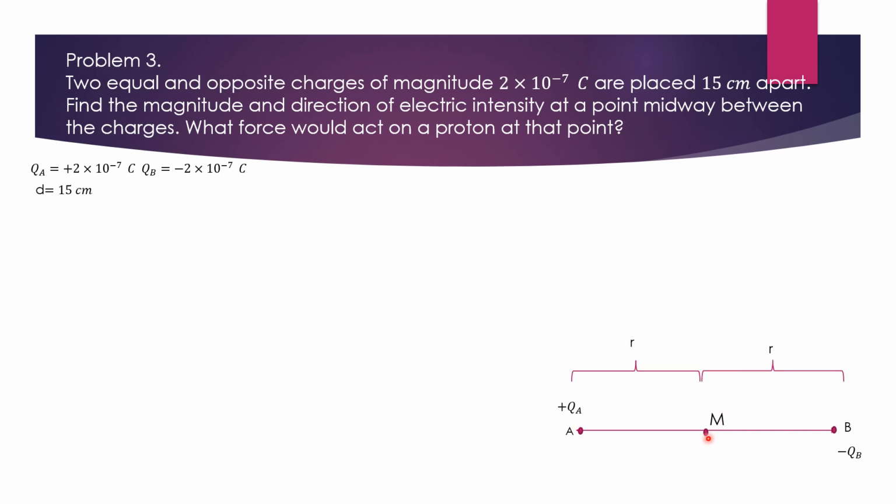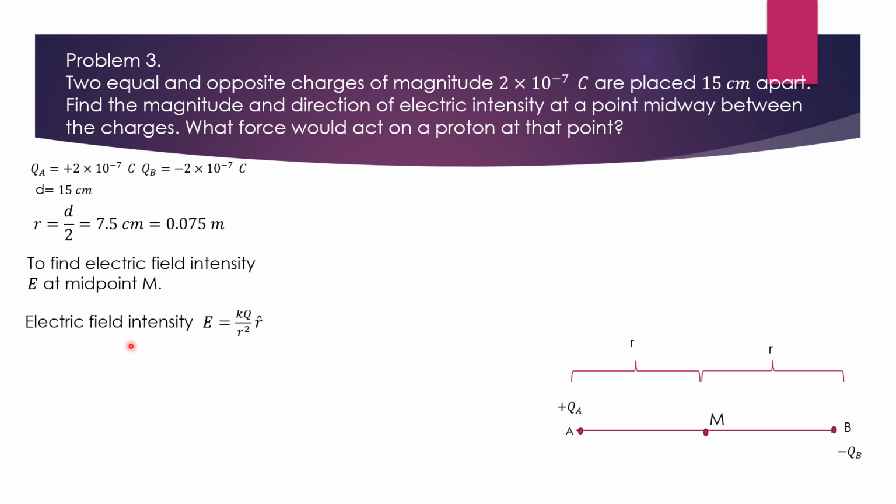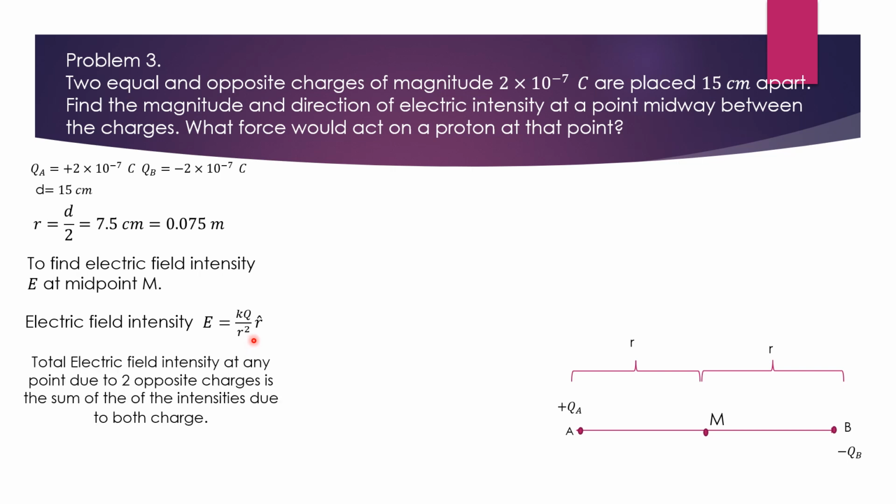Since the electric field intensity is to be found at the midpoint, the distance is divided into 2 equal halves. That means the distance from A to M is R, and from M to B is again R. This is half of this distance, which is 0.075 meter. To find the electric field intensity E at midpoint, the formula is E equal to KQ over R square with the direction vector R.